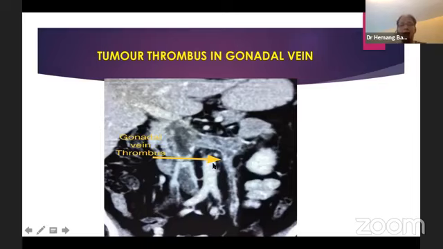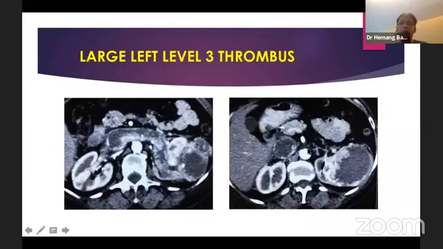You can, if there are good adequate collaterals, completely transect the cava out here, or this is the only indication where you can use a filter, or you can use the clip if you can, and proceed for a thrombectomy directly. So another large tumor thrombus, level 3.